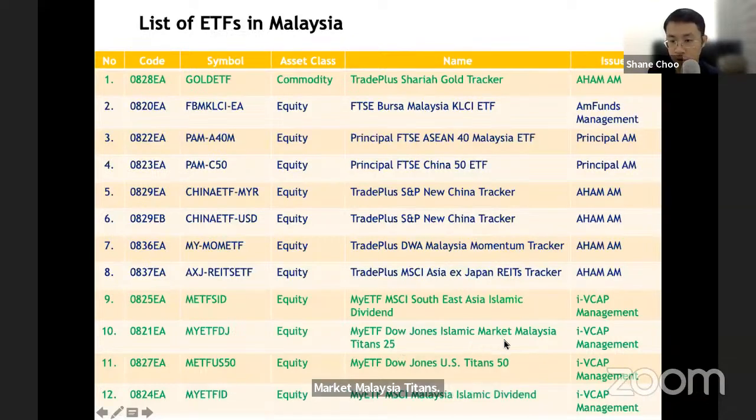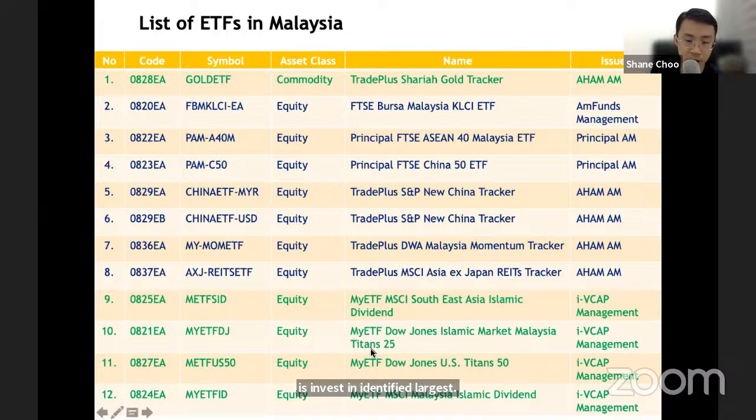If you want to buy just US stock without any... sorry, I made a mistake. Okay, if you want to buy into the 50 largest Sharia compliant companies in US, you should consider MyETF Dow Jones US Titans 50. For this, MyETF Dow Jones Islamic Market Malaysia Titans 25 invests in the 25 largest Sharia compliant companies in Malaysia.